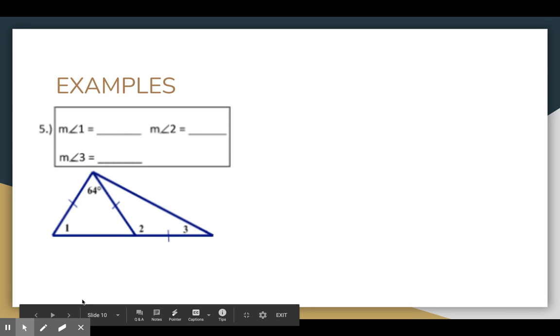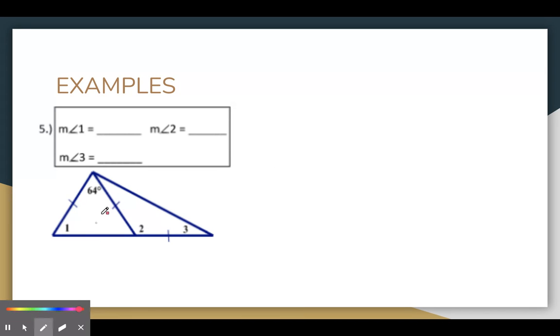Okay, just some more examples here. Find the measures of angle 1, 2, and 3. Well, let's start with angle 1. We see that we have congruency marks. That's an isosceles triangle. If we draw opposite arrows, that means these two are equal to each other. If we don't know what they are, let's call them x. And since they're equal, if one of them is x, that means the other one is x.